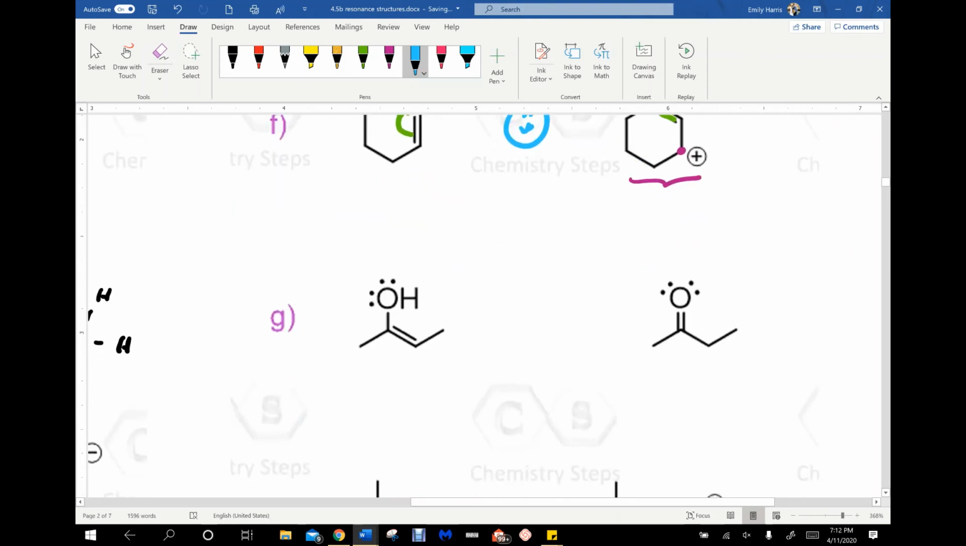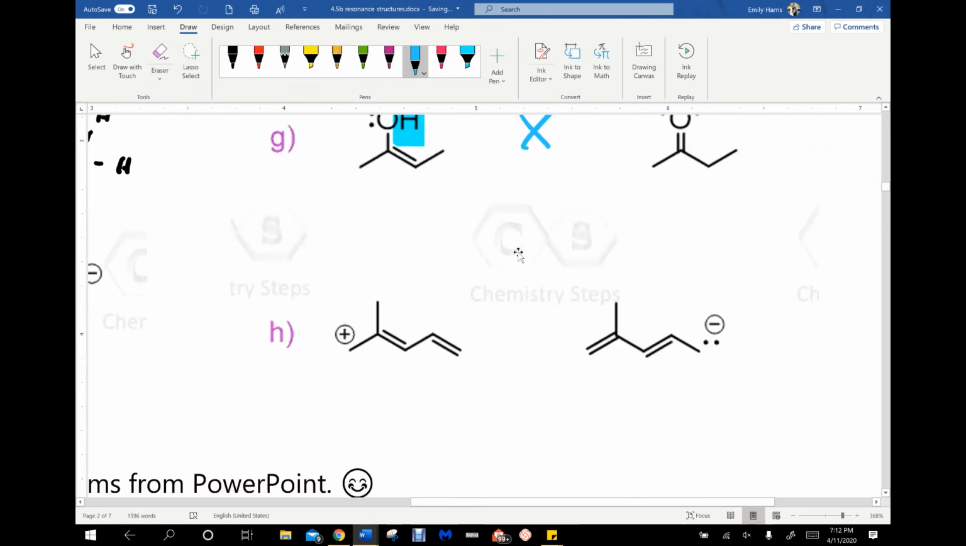All right, now on to part G. This one has a problem from the get-go in that the connectivity of the atoms has changed. This first structure has a hydrogen attached to the oxygen while the second structure does not. Because the way the atoms are connected is not the same, this cannot be a resonant structure.